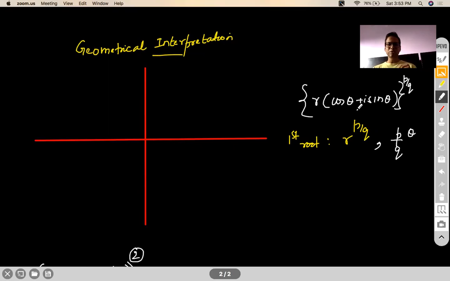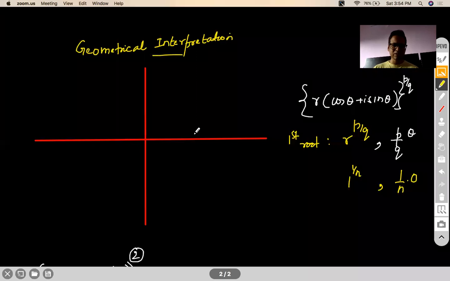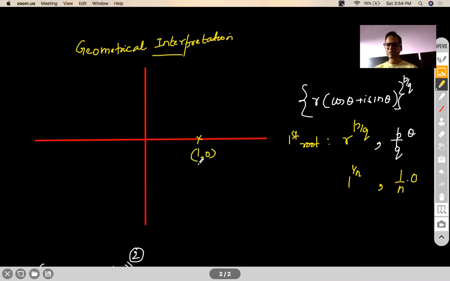Correct? So if you apply the same concept over here, r is 1, p is 1, q is n. So the first root will be located at a distance of 1 to the power 1 by n, which is actually 1, and at an angle of 1 by n into 0, which is 0. So the first root will be located at 1 over here. So you can say 1 comma 0 will be your first root.